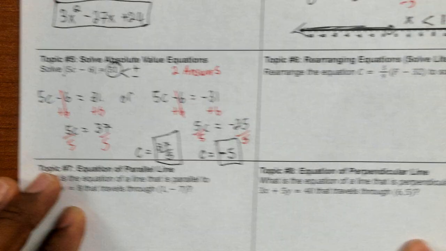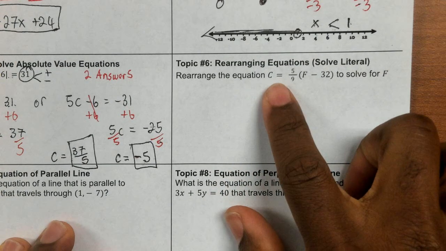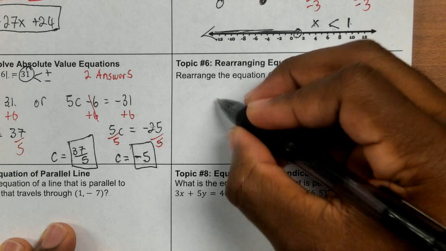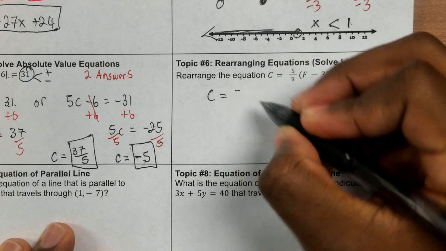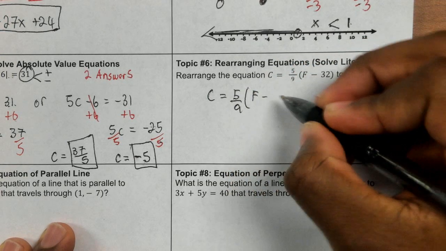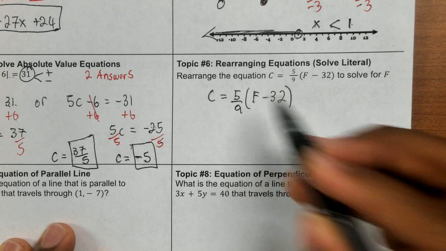Okay? Next question. So the next question says we need to rearrange this equation that's given right here to solve for f. Okay? So the first thing we're going to do, guys, is I'm going to rewrite my equation so that I can look at it a little bit more clearly. And I'm going to solve for f. So I need to get this f all by itself.